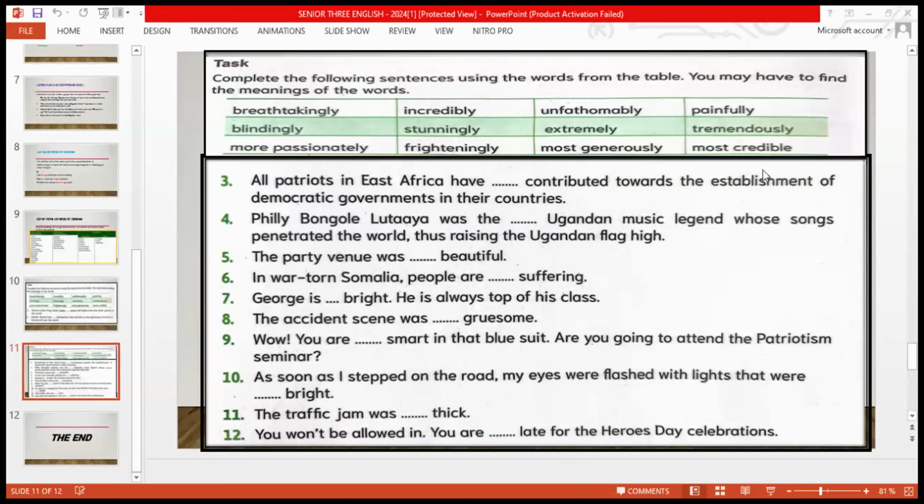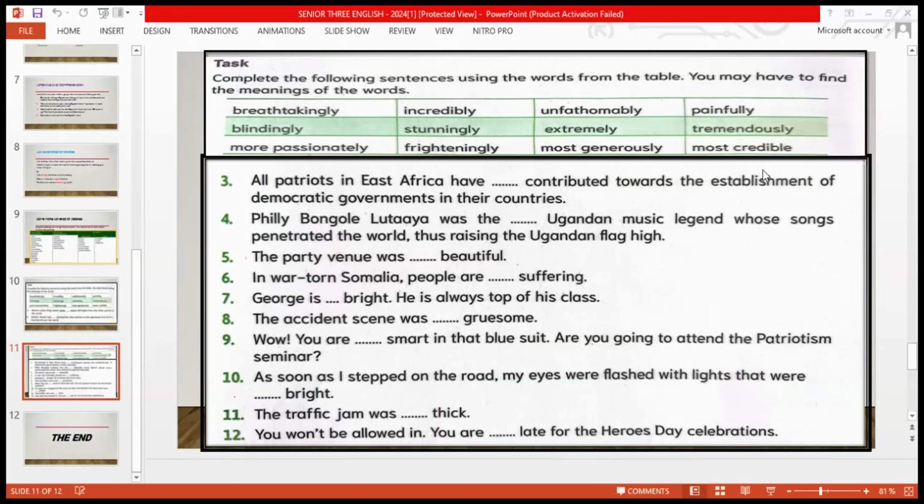Number six. In Somalia, people are painfully suffering. Good. Thank you. Thank you so much for being prompt. Thank you. Faith has gone. Let me see. Lighton, do you want to do eight? Yes, teacher. Yes, go ahead.